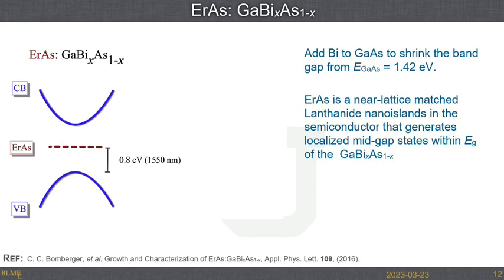And so you end up getting these sort of states here, and they end up splitting the band gap in half. So why is that relevant? So 1.4 eV, this is gallium arsenide, able to shrink it down by adding bismuth in here to make the band gap about an electron volt. The number we want to hit here is 0.8 electron volts.